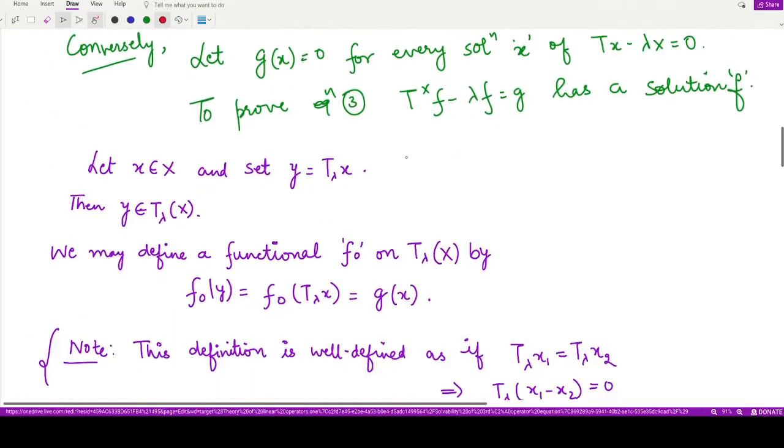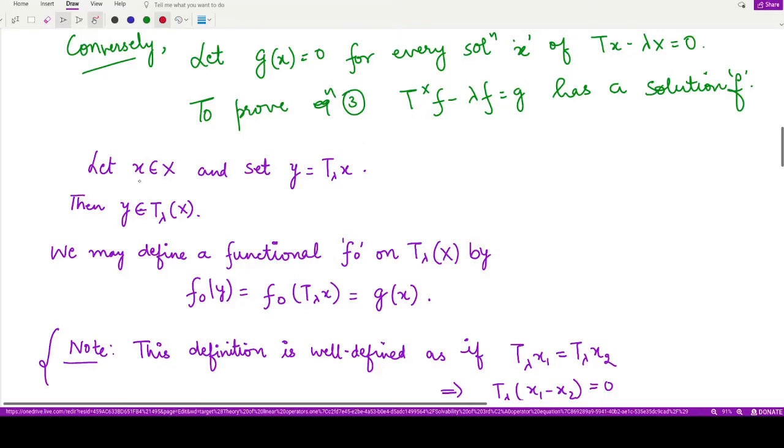Now for the second part, we assume that g of x is equal to 0 for every solution x of the equation Tx minus lambda x is equal to 0. Then we have to prove that equation 3 in this case has a solution f. So we assume that x is the solution for equation 2 and g of x is equal to 0 for every solution, and we are to prove equation 3 has a solution here.